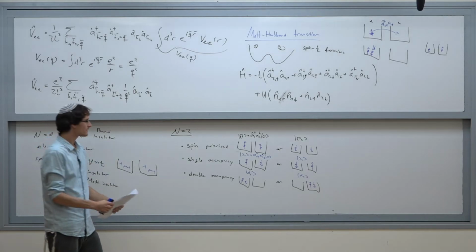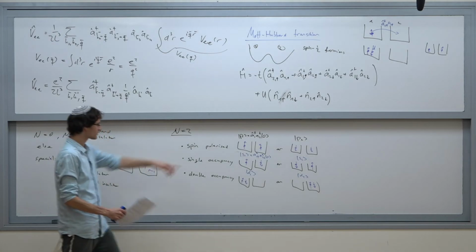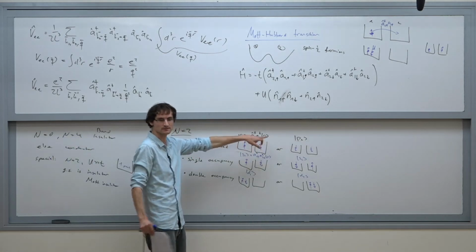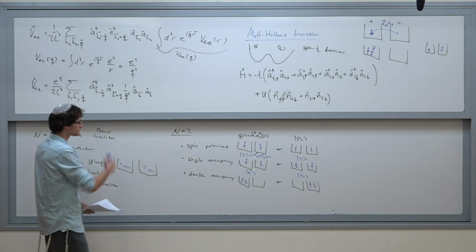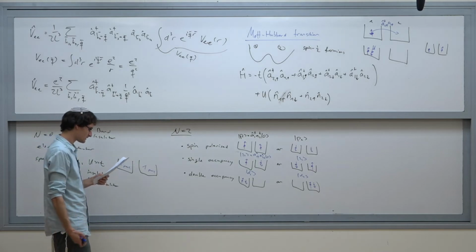Yeah, ground state means 0 particles. The 0, the vacuum state. It's not the ground state, it's the vacuum state. That's just how you create the particles.